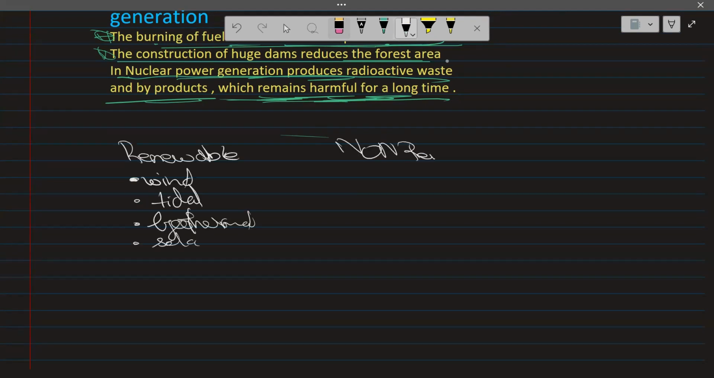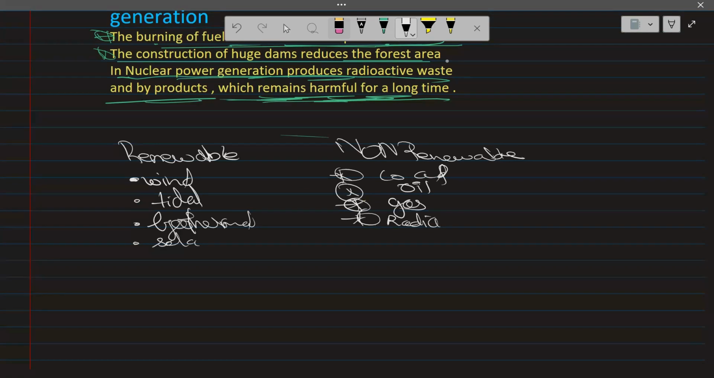Now non-renewable. Which sources come in this? Coal comes, because it can't be used again, and with it oil comes. Gas is also a non-renewable substance, and nuclear is also a non-renewable resource. So now we're done with these.